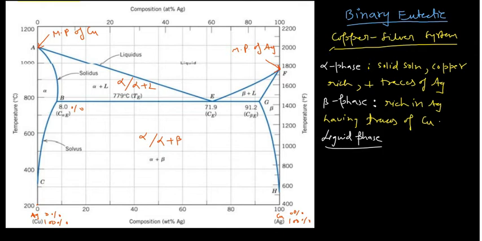Okay, and again I am going to explain the things in the reverse manner. See, from here, if you increase the temperature, that means the percentage of silver increases, and it reaches its maximum percentage, that is 8%, and that temperature is somewhere around 779 degrees centigrade. You will remember that at this point the temperature is 779 degrees centigrade, and the alpha phase has the maximum percentage of silver.